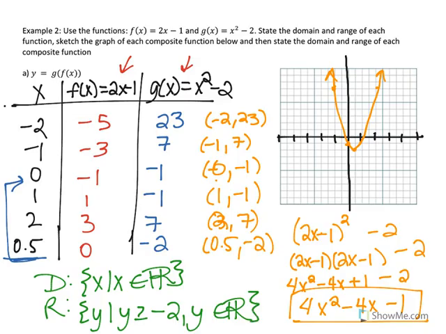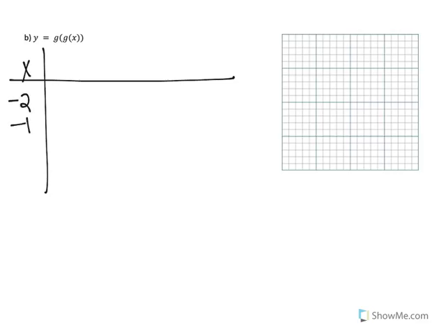Okay, next one. Okay, and this is the most complicated one because we're doing g of x, which means we're combining a parabola with a parabola. So what that means is we're going to have an x to the power of 4. So we're going to be plotting a quartic here.